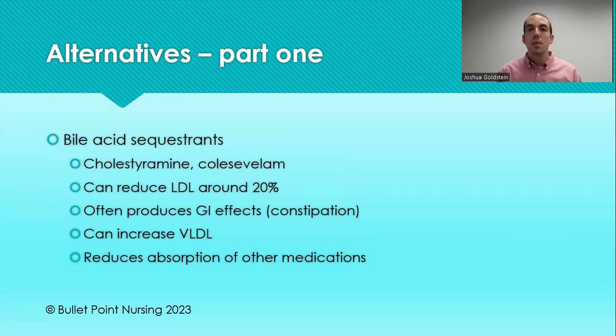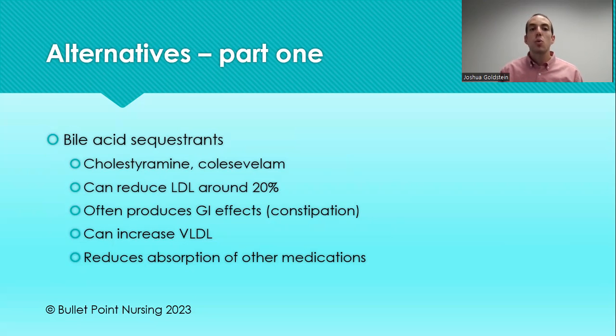So let's say someone comes in with an LDL of 250, that's really high. We put them on max dose statin, 80 milligrams of atorvastatin. We get them down to about 120. They're still over where we want them. So we add on colesevelam, and now we could get them down under that 100, down to our goal.